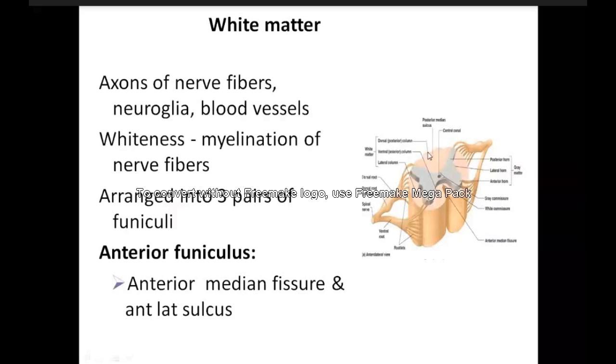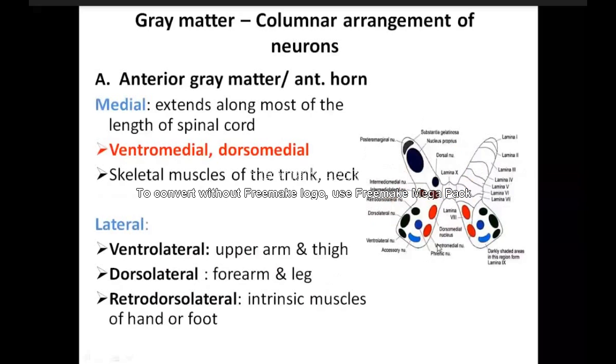Same thing, right? Now another important part is the gray matter, only the gray matter, right? It is gray in color because of the cell bodies of neurons. So here you have a columnar arrangement of neurons also, right? I'll be telling about the columnar arrangement of neurons. Now this is the anterior horn, this is the intermediate area, and this is the posterior horn.